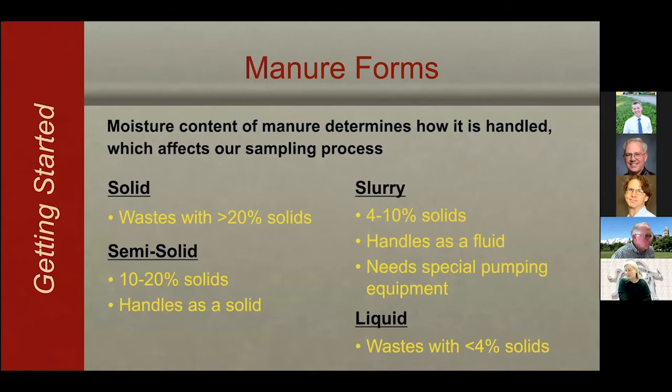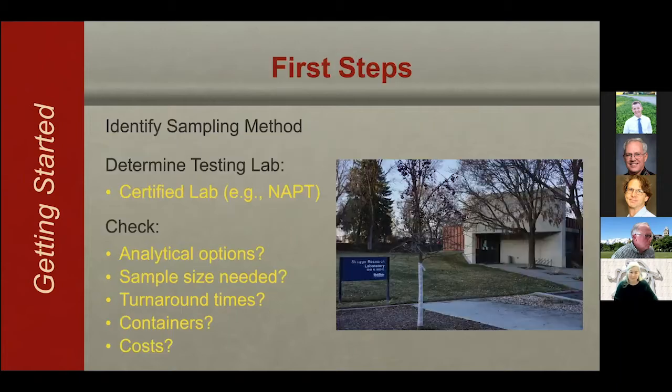Slurries are really thick, treated as liquids, but they're 4 to 10% solids. We usually have to have special pumping equipment, chopper pumps and things like that to make it work. And then our true liquid is like our lagoon effluent. That's liquid with less than 4% solids. We are going to want to identify our sampling methods. So there's usually different approaches to it or different ways you can get some of those samples.